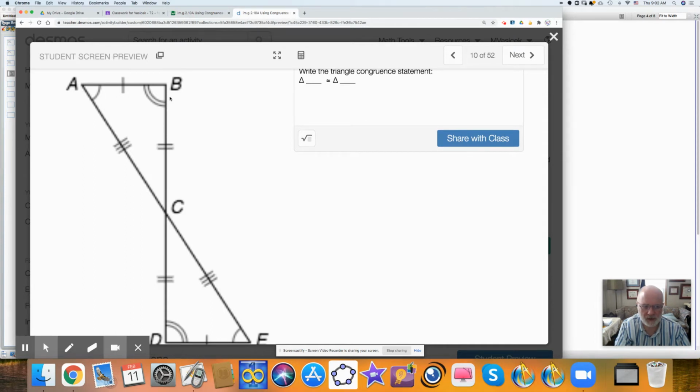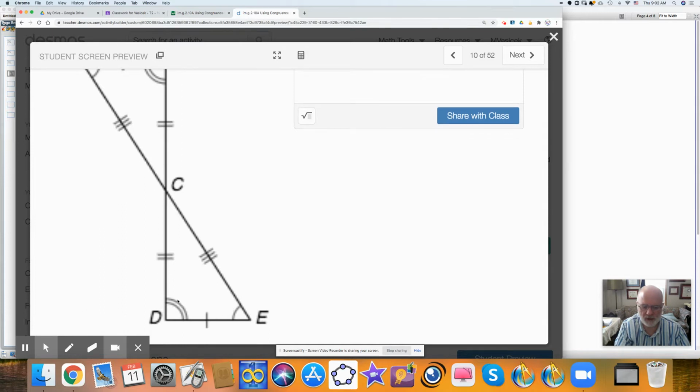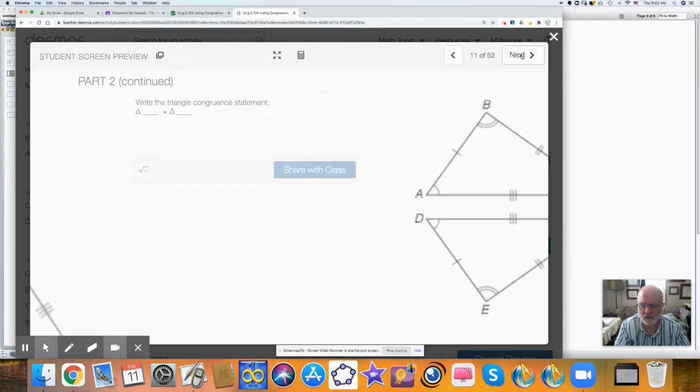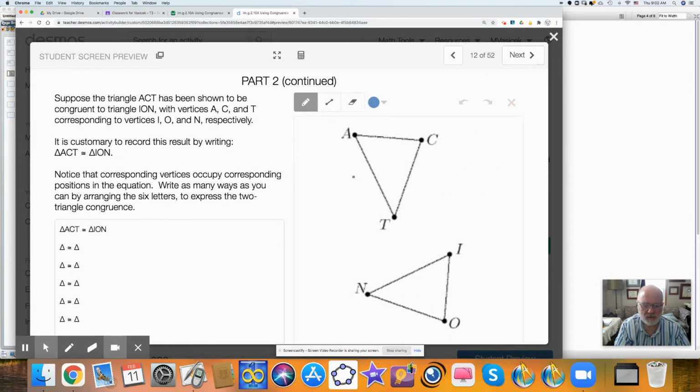If you said A, B, C, you have one tick, two ticks, and no tick. Here you would have E, D, C, which would be one tick, two ticks, and no ticks. So you have to line them up. And you can try this in a couple of ways. Then we come to this fellow.